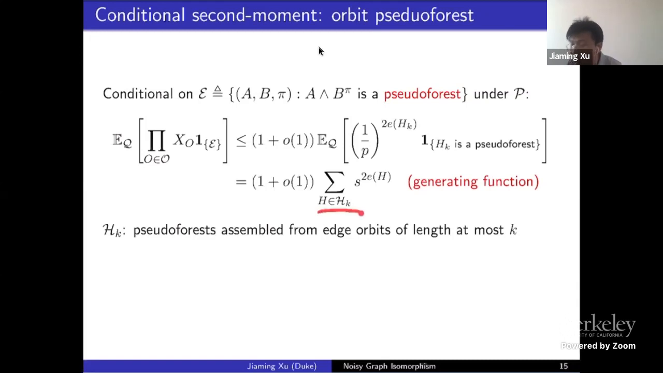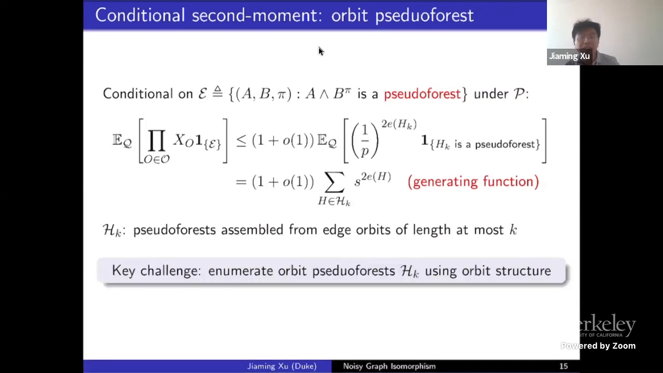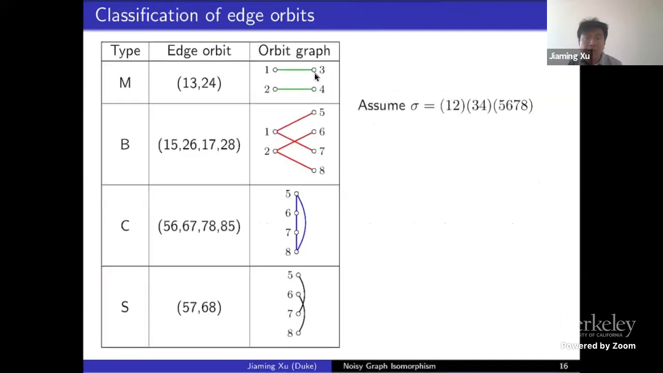Okay, so now the next step is to bound this generating function. The key challenge left is to enumerate these orbit pseudoforests, somehow using the orbit structure. Here it is crucial to use the orbit structure, because if you don't use it and just treat this as a general pseudoforest, the resulting bound of the generating function won't be enough. So the next thing for our enumeration is to try to understand the edge orbit structure.